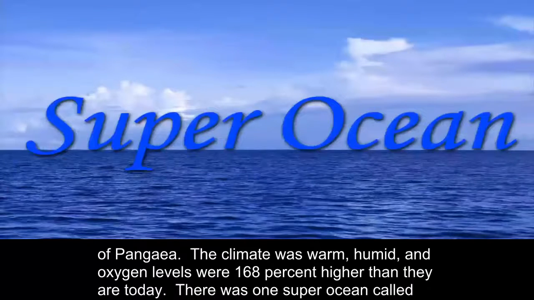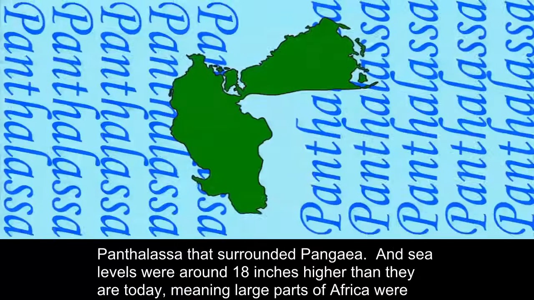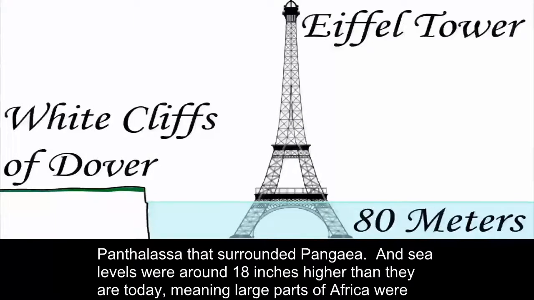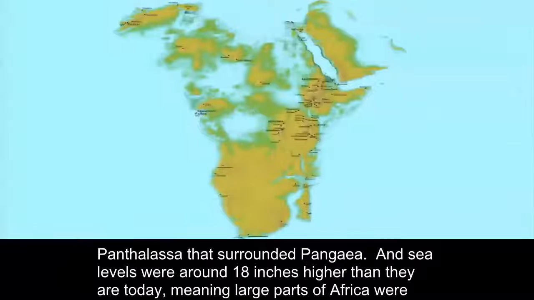There was one super ocean called Panthalassa that surrounded Pangaea, and sea levels were around 80 metres higher than they are today, meaning large parts of Africa were underwater.